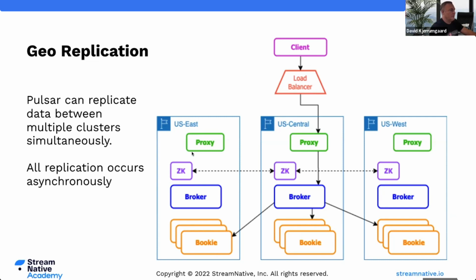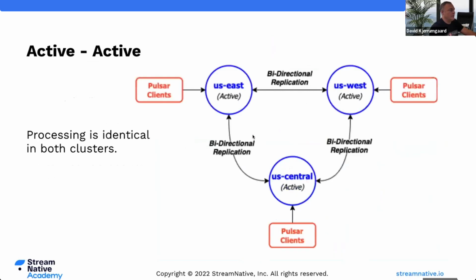And this is how the data flows. If another client came in and published to the US East on that same topic, it would replicate automatically to the Central and West. So it's all handled automatically for you.